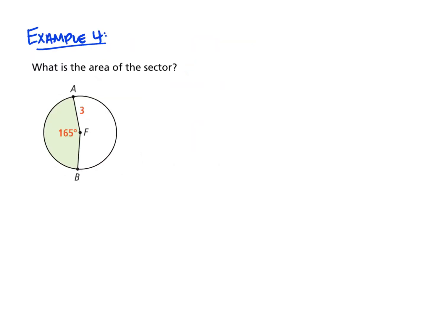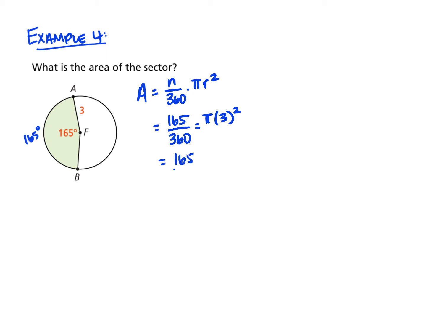This example asks us to find the area of this sector. So we notice that the central angle for this sector has a measure of 165, which would tell us that this arc also has a measure of 165, and the radius of this circle is 3. So my formula says to take the arc measure over 360 and multiply it times pi r squared. So in this case, I'm going to take 165 over 360 and multiply that times pi times 3 squared. Or I can think of that as 165 over 360 times 9 pi. I just simplified pi times 3 squared and made it 9 pi.